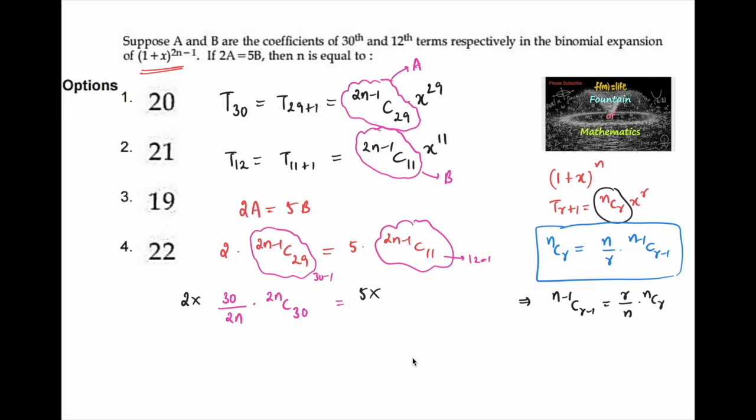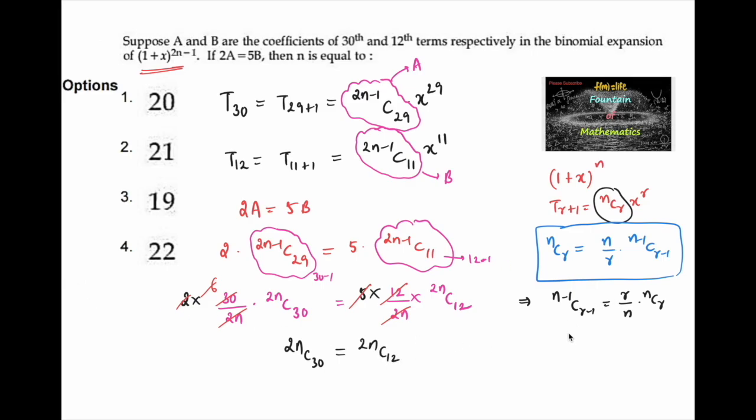So r is equal to 12 here. So I can write r by n, that is 12 divided by 2n into 2n C 12. So I can cancel 2n on both sides, and also 5 6 times 6 2s are 12 gets cancelled. So we got 2n C 30 is equal to 2n C 12.